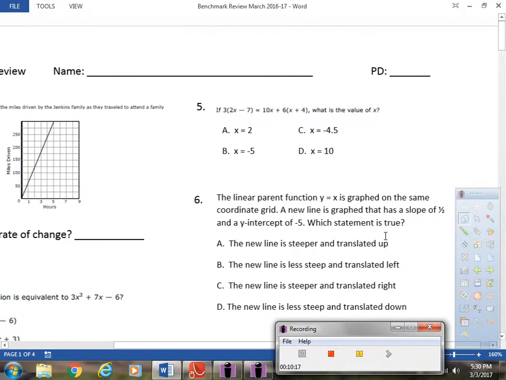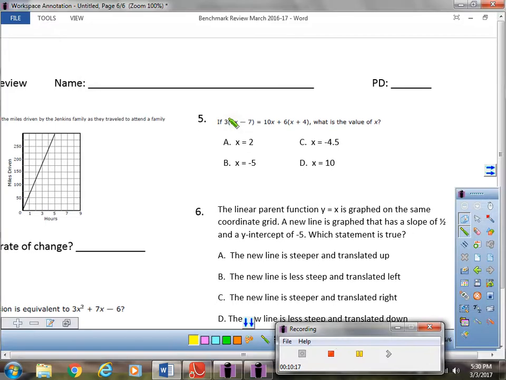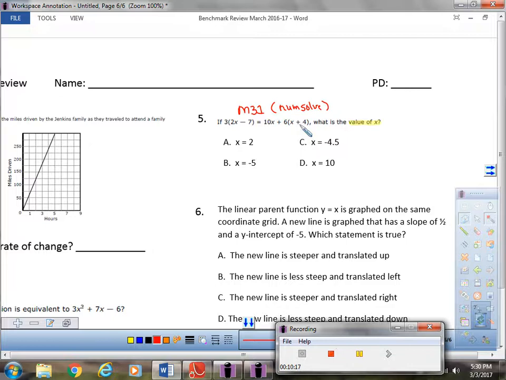Now, question number 5, it says if 3 times (2x minus 7) equals (10x plus 6) times (x plus 4), what is the value of x? So they're giving us an equation here. And so what we can do is menu 31, and that way we can solve. We're going to use that numerical solve. It's called nSolve.